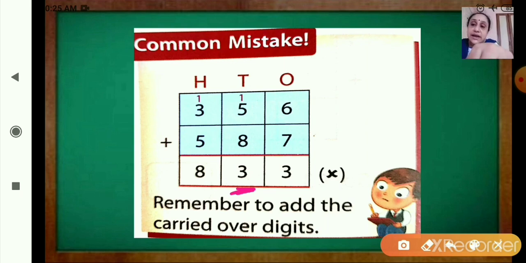Again that 1 is carried over to the hundreds place. And 1 plus 3, 4. 4 plus 5, 9. But he has written 8. What has he done? He has not added this 1. He forgot to add the carry over number. He forgot to add the 1 which he carried to the next place. So you will remember to add the carried over digits. Understood?